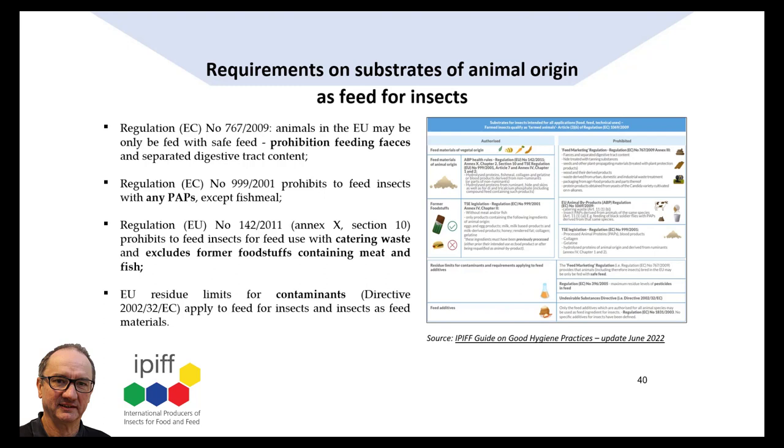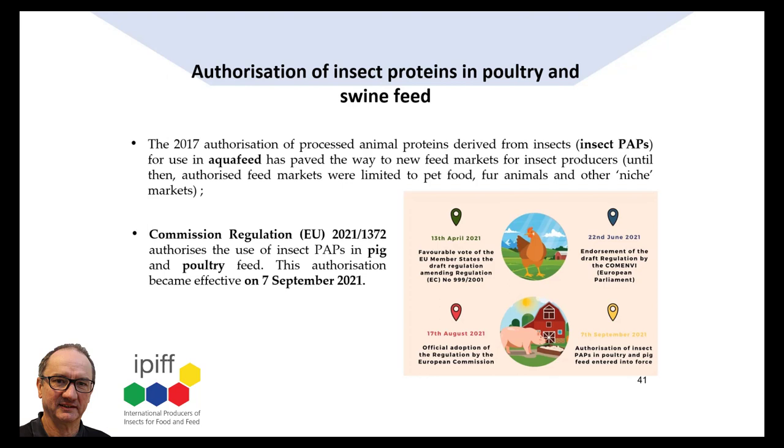Okay, all this legal stuff is very dry and very complicated. However, we have to get through it to improve. As I already said, in 2017 the insect pupae were allowed to be fed to fish in aquafeed, and this has led to 2021/1372, where we got the approval for the pupae in pig and poultry feed. So this is effective since September 2021. Next, please.